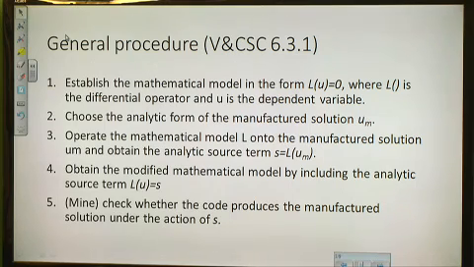Because Oberkampf and Roy are mostly coming from fluid mechanics and heat transfer, they talk about source terms. And that's what happens in two-dimensional problems involving heat transfer or fluid mechanics. The right-hand side is some either fluid or thermal sources. In the case of solid mechanics, those would be like body forces or surface forces. And then you obtain the modified model by including the analytical source term S. That is, you're basically saying, I'll be solving now L of u equal to S. And I added the next step. If you apply S to your code, will you get that manufactured u?